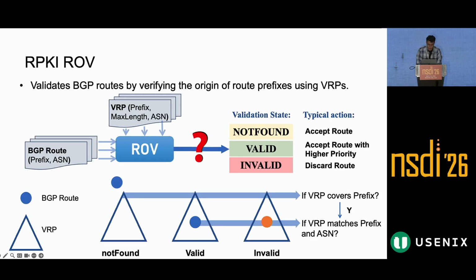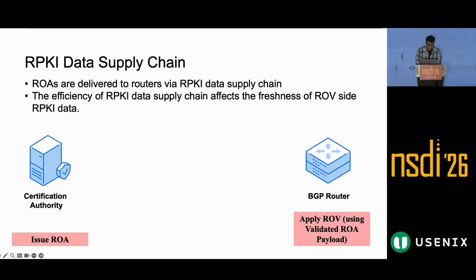And ROV validates a route with 3 outcomes. If no VRP covers the route, it falls into the not found state. If a VRP matches this route for both the authorized prefix length and the ASN, it is valid. However, if it's covered by a VRP but violates the length or ASN constraints, it is flagged as invalid, and typically will be discarded to prevent being hijacked. And now we know ROA and ROV.